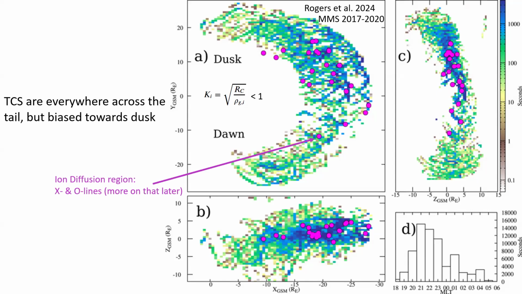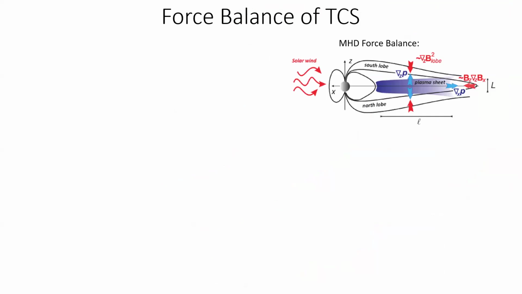These diffusion regions can correspond to X and O lines, which I'll talk a little more about later, but they can indicate magnetic reconnection. So the thin current sheet is potentially important in this process. And it's everywhere in the tail, really across the whole thing in this YX plane. So let's talk about the force balance of these thin current sheets. If you just consider it from an MHD perspective, you can balance the isotropic pressure in the Z direction across the current sheet with the magnetic pressure from the lobe, and the pressure along the current sheet with the magnetic tension force.